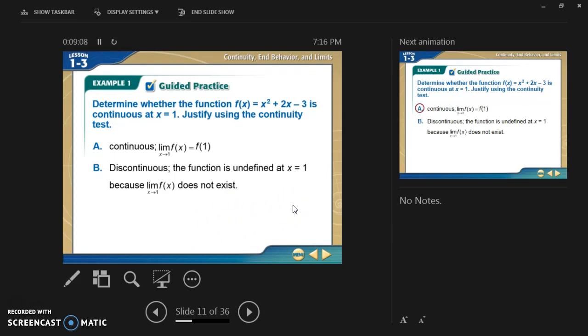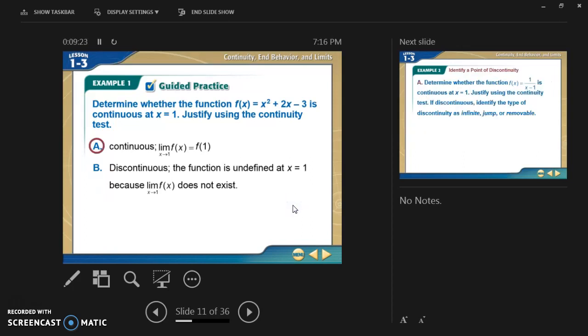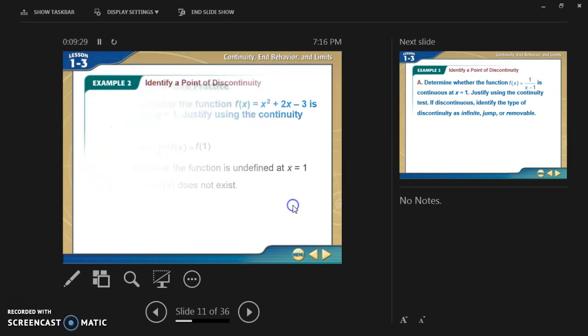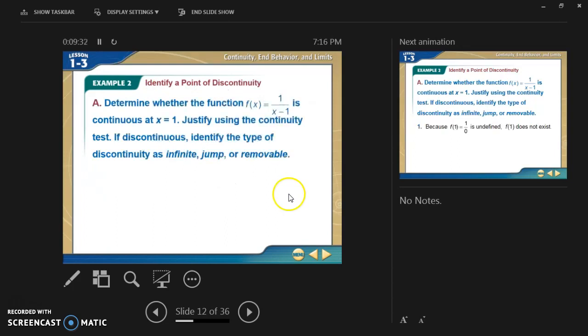Okay, so this one is continuous because those three things are true. If you put in f of 1, you get the same thing when you find the limit. Okay, so yes, it is continuous because the limit as x approaches 1 of f of x is equal to f of 1.